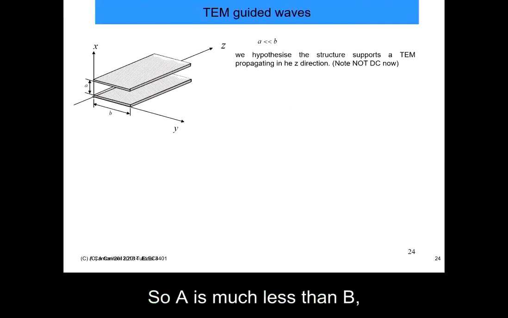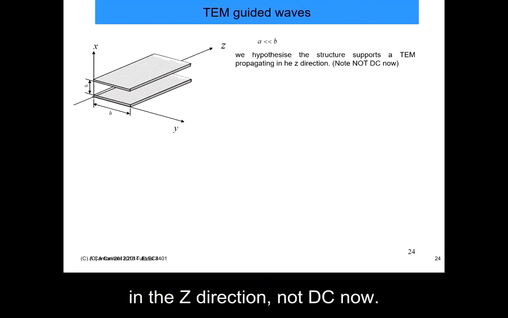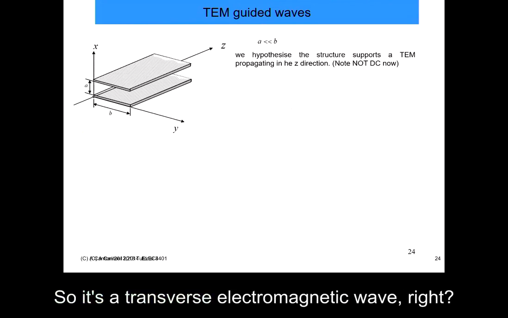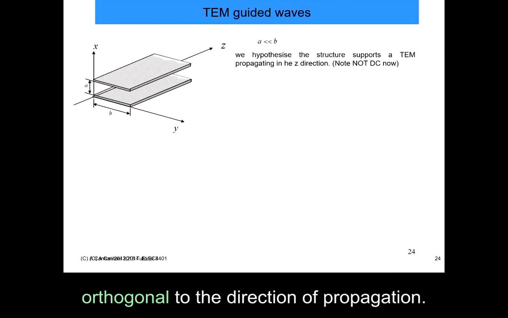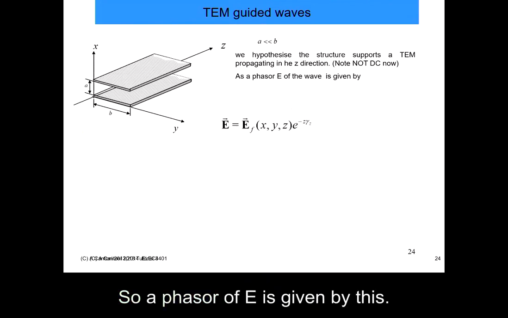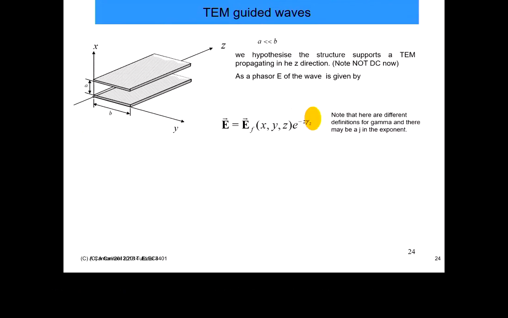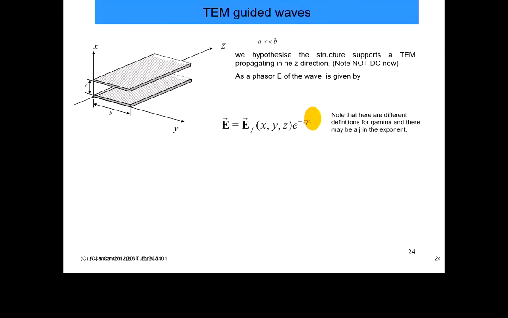So a is much less than b. We hypothesize that the structure supports a TEM propagating wave in the z direction, not DC now. So TEM, do you know what that stands for? It's a transverse electromagnetic wave, right? Transverse, again, just means that the oscillations happen orthogonal to the direction of propagation. So a phasor of E is given by this. Note that there are different definitions for gamma, and there may be a j in the exponent, right?